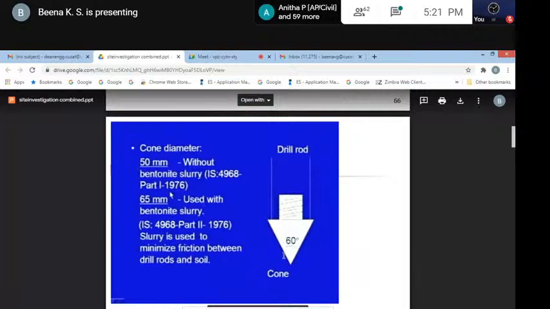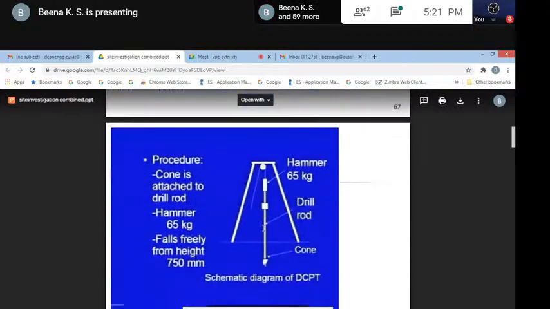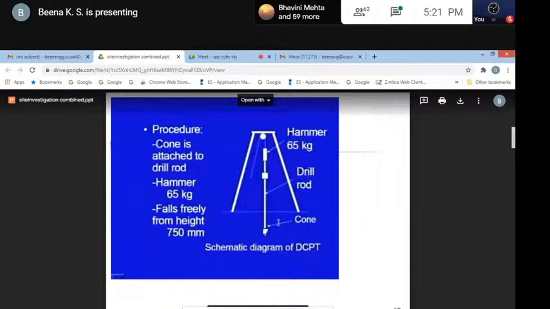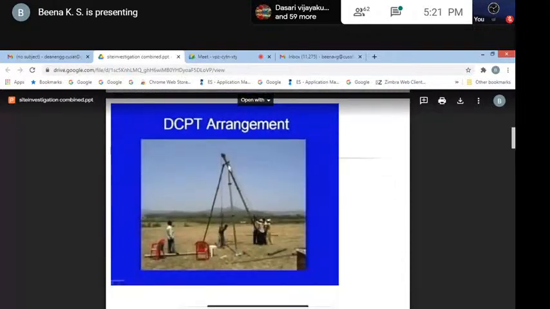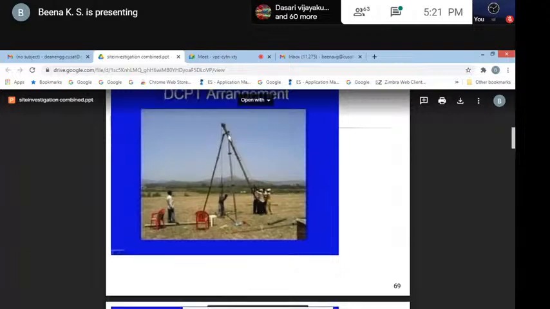SPT. Here, a 50 millimeter cone is preferred if we are not using bentonite slurry. And if bentonite slurry is used to maintain the borehole, we go for a 65 millimeter cone. The apex angle is again 60 degrees. The procedure is that the cone is attached to the drill rod, and a hammer of 65 kilogram is used with a free fall of 750 millimeter. This is an arrangement for DCPT.